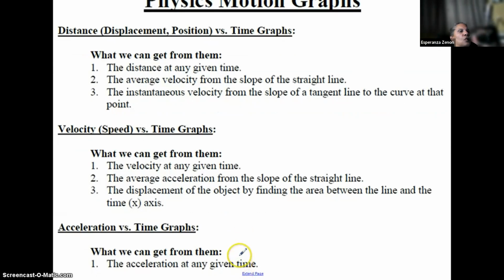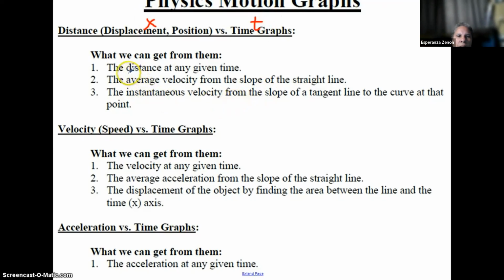We start with the distance or displacement or position, all the same thing with regards to the graphs. So distance, displacement, position versus time graphs. The symbol that we'll be using for distance, displacement, position is X, and the symbol that we'll use for time is T. So for us, the distance time graph will be an X versus T graph. What can we get from them?